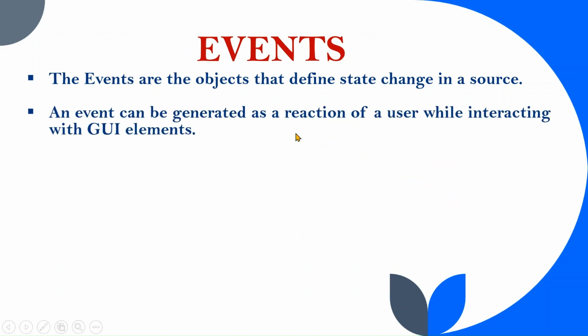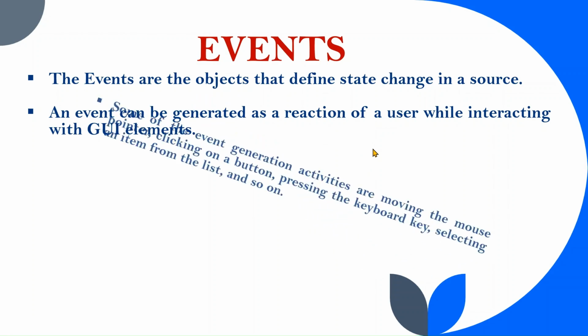An event can be generated as a reaction of a user while interacting with GUI elements. As I listed, we have a checkbox. Let's suppose I click a checkbox. That implies that a user is trying to interact with it and is clicking the particular component. That is called user interaction. Suppose I select a radio button, that is also user interaction. When I click a button, that is also user interaction. So whenever a user is interacting with GUI elements, an event can be generated.